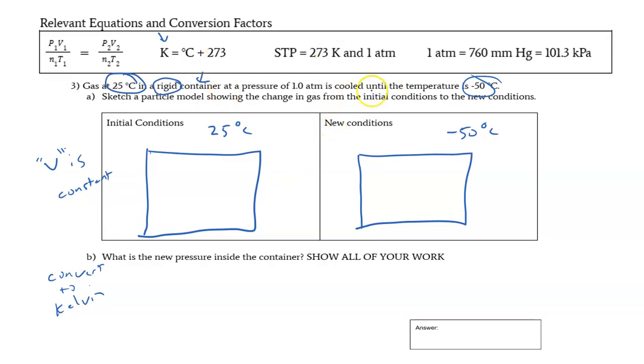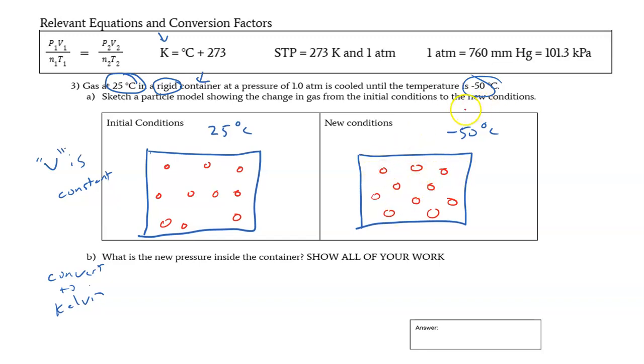So all we're going to show in this case is we have a rigid container, so there's no particles going in or out. So the easiest way to do this is to just draw 10 particles. Now, this is a gas, so gases spread out. 3, 4, 5, 6, 7, 8, 9, 10. To fill the space in the container, I'm going to do the same thing here. Eight, 9, 10.